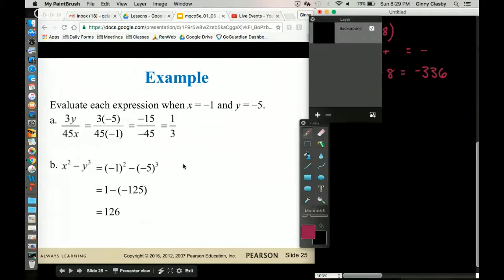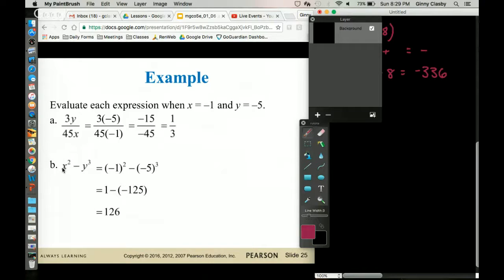All right, same deal. This one walks you through it. So you have x equals negative 1, y equals negative 5. You put the parentheses in the place of the variables. You plug the value inside the parenthesis. 3 times a negative 5 is going to be a negative 15. 45 times 1 is 45 with a negative 1. So negative 15 over negative 45. You have 2 negatives. That's going to be a positive solution. You can reduce this. So reduce it to 1/3.